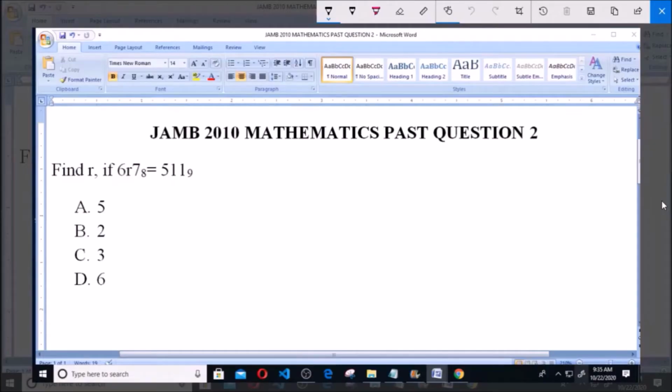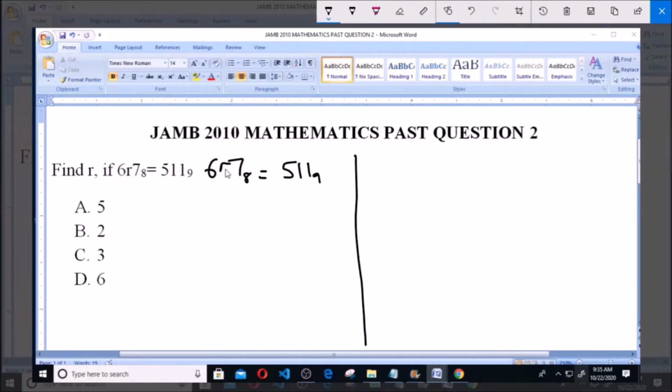I'll be answering JAMB 2010 Mathematics Past Question 2. Find R if 6R7 base 8 is equal to 511 base 9. Options: A 5, B 2, C 3, and D 6. Now we're to find R in this given expression. We're given that 6R7 base 8 is equal to 511 in base 9.